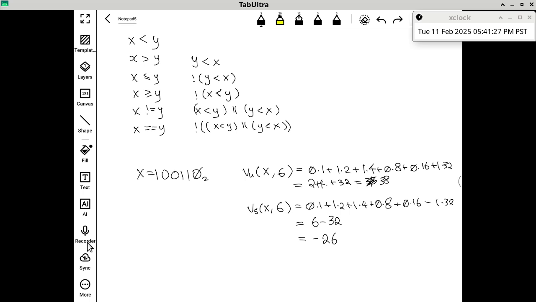So do we have any questions about how this example illustrates the application of VU and VS as functions? Yes, exactly.